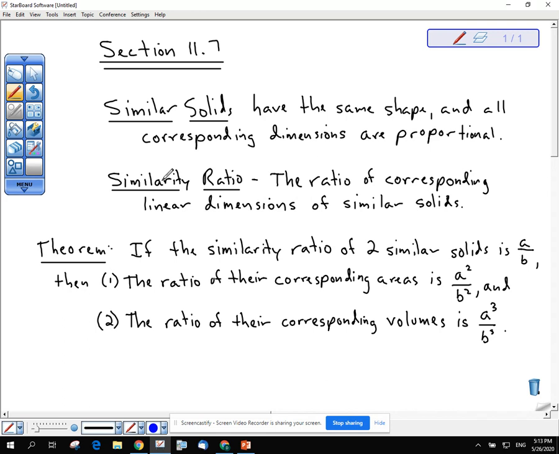That's why the units in all the surface area sections of chapter 11 used feet squared, meters squared, miles squared, whatever, not cubed. Okay, now the new part is this. And the ratio of their corresponding volumes is A cubed over B cubed. Now, you probably could have guessed that, okay? And that's going to be the case, and we're going to see that in the examples.